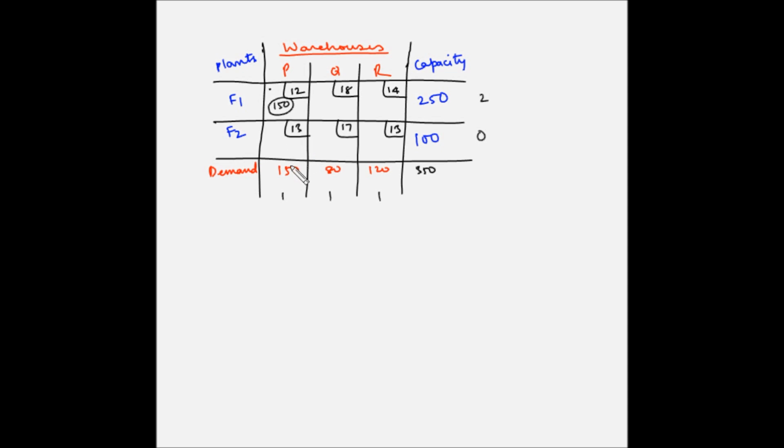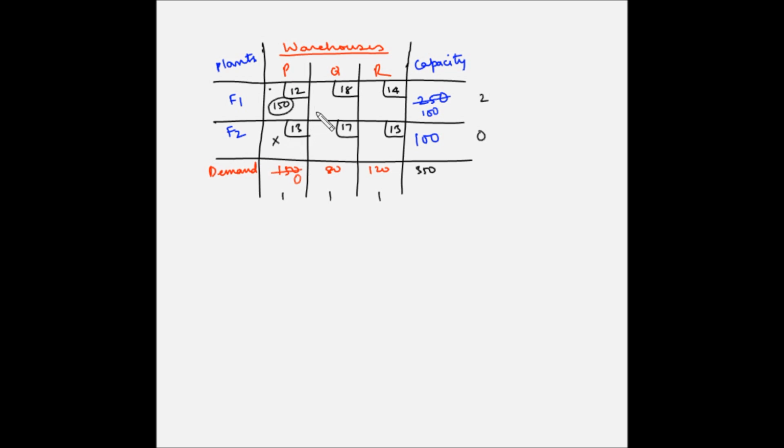Now with this allocation, the entire demand for P has been met, so the remaining demand is 0, while the remaining supply capacity at F1 is now 250 minus 150, which is 100. Now since the entire demand for P has been met, let's cross off the remaining squares for this warehouse, indicating that it is no longer required to be allocated.